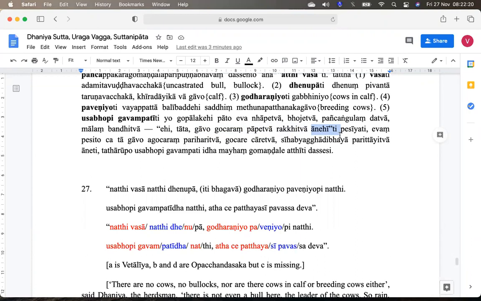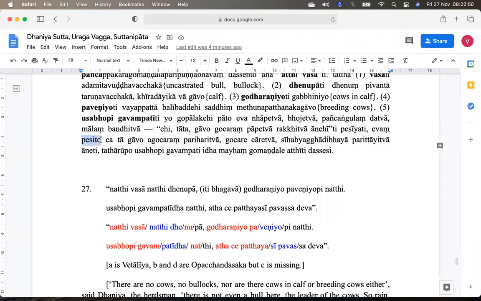In this way, sending. So that bull is sent. Sent to the pasture. Such a one is in the Asian literature, maybe in the Indian nowadays also. Such a one is called Usava Gavambadi, a leader of the cows, even bullocks and the calves, etc.